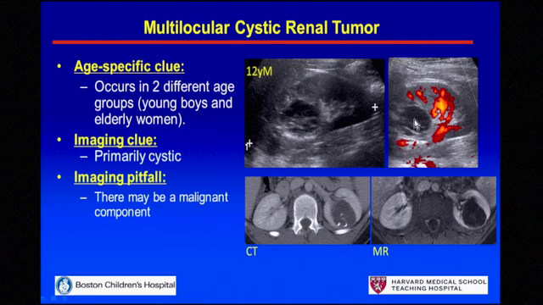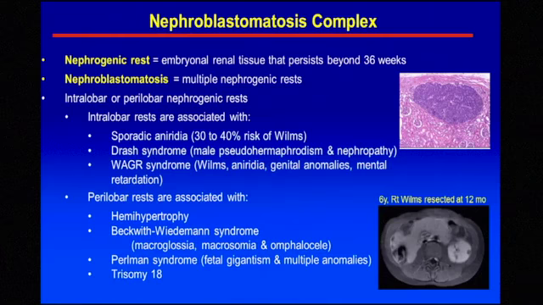You really don't get much Dopplerable flow within the septi classically. You may have some calcifications, and you do have a little bit of septal enhancement here on this example by MRI. So remember, primarily cystic, and unfortunately there is sometimes a malignant component, so these generally are excised. Next topic, Nephroblastomatosis Complex.